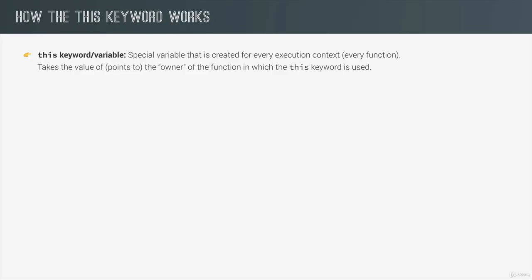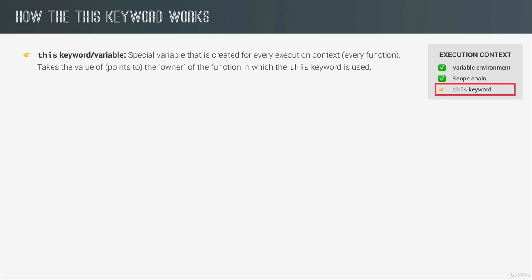So the this keyword, or this variable, is basically a special variable that is created for every execution context, and therefore any function. In fact, we learned before that it's one of the three components of any execution context, along with the variable environment and scope chain that we already learned about before. Now, in general terms, the this keyword will always take the value of the owner of the function in which the this keyword is used. We also say that it points to the owner of that function. And that sounds very abstract, but we will see what that means in a second.